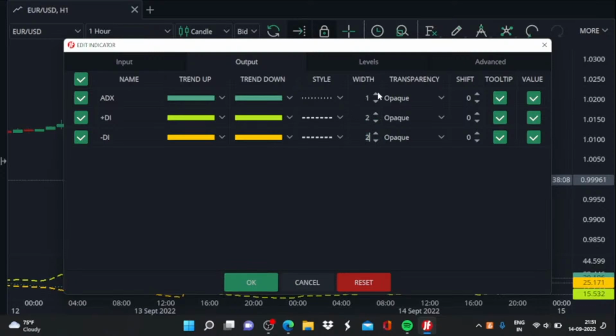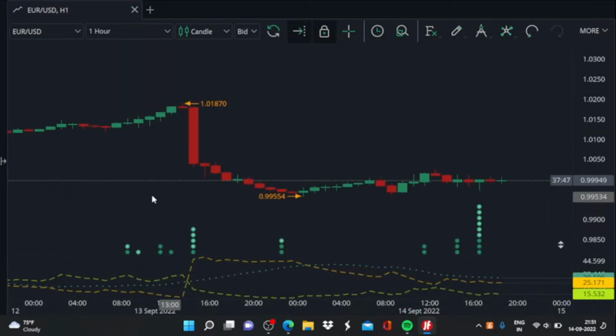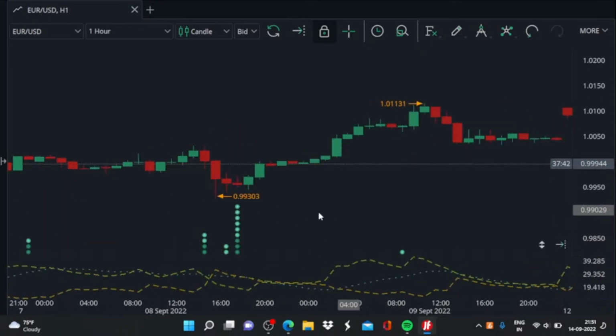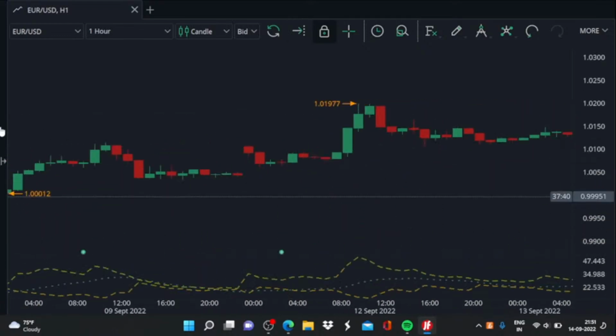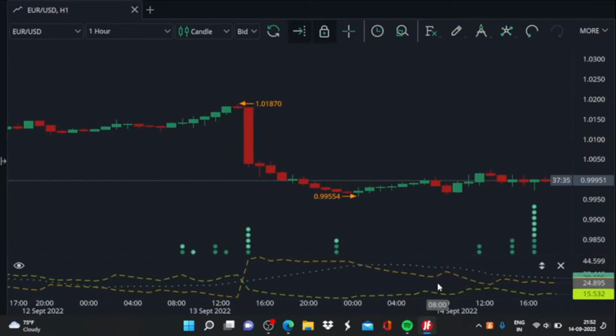different combinations. So suppose you want the ADX output to be less prominent, and at the same time the positive DI and the negative DI to be less transparent as well. You have these customization options available for plotting of these output values, and now we can see that the chart is looking a lot more stylish.